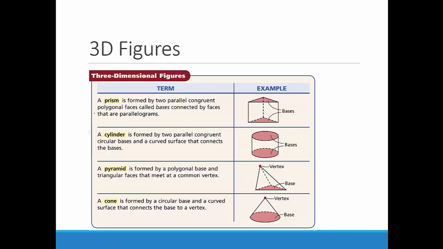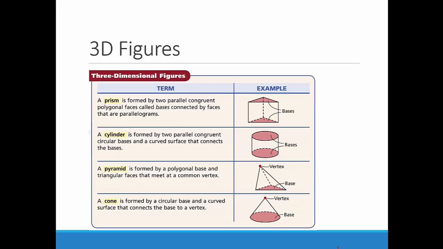Prisms is basically what we made today, but we'll be talking about prisms, cylinders, pyramids, and cones. So a prism is formed by 2 parallel congruent polygonal faces called bases connected by faces that are parallelograms. So this is a triangular prism because it has 2 triangles as your bases and then rectangles that make the sides. Like a Kleenex box is an example of a rectangular prism. So it has 2 rectangles on top and bottom, and then a bunch of parallelograms around it.